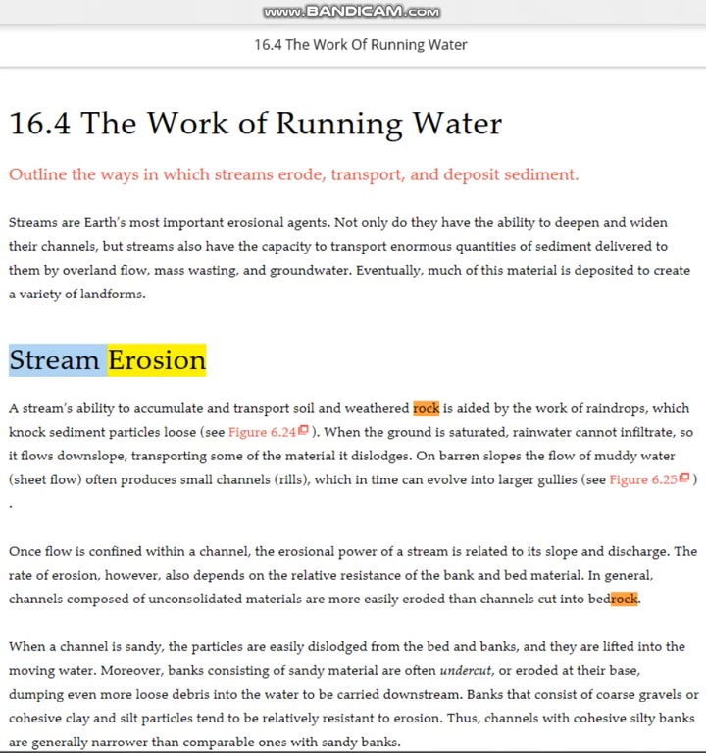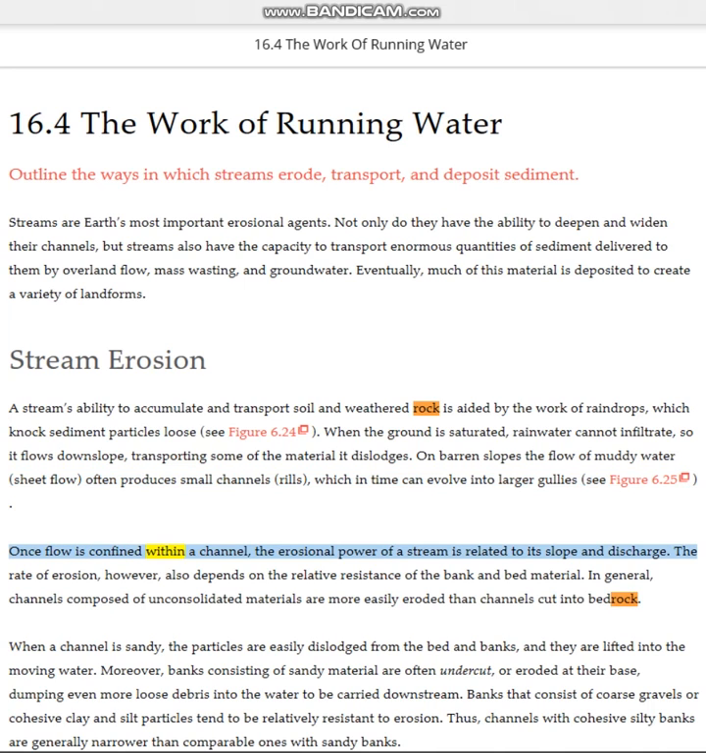Stream erosion. A stream's ability to accumulate and transport soil and weathered rock is aided by the work of raindrops, which knock sediment particles loose, see figure 6.24. When the ground is saturated, rainwater cannot infiltrate, so it flows downslope, transporting some of the material it dislodges. On barren slopes the flow of muddy water, sheet flow, often produces small channels, rills, which in time can evolve into larger gullies, see figure 6.25.